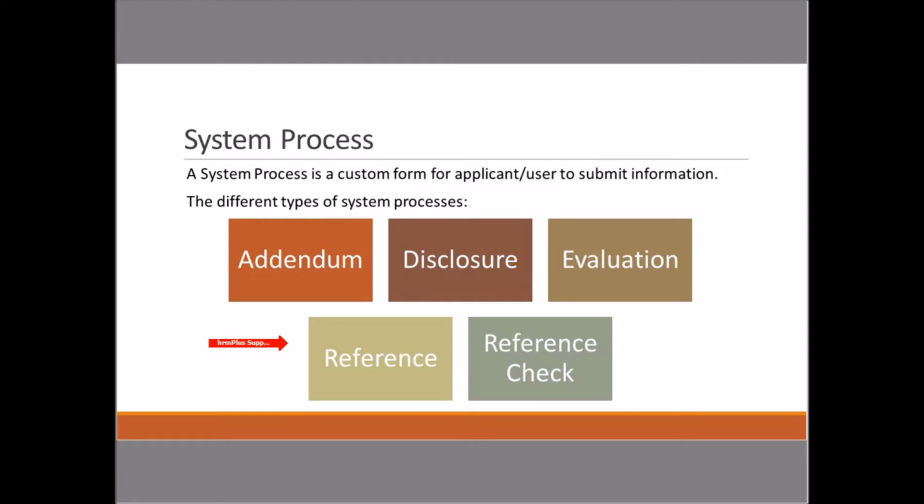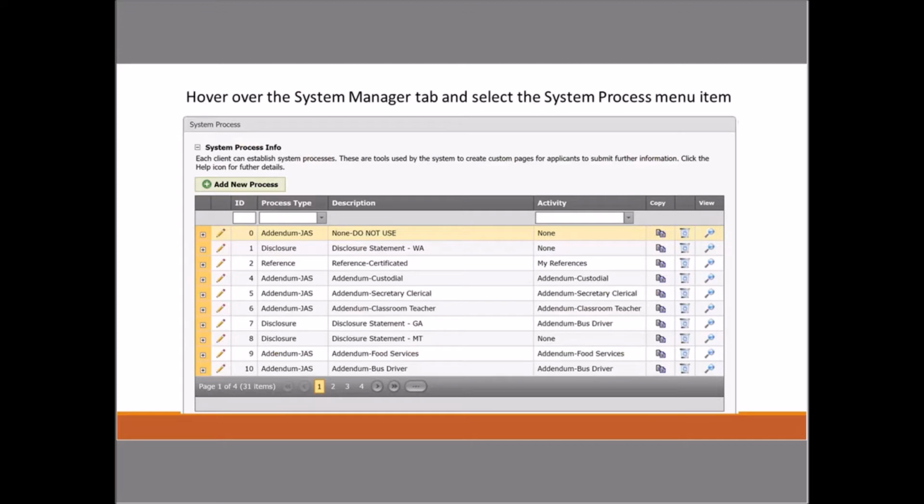And they're all created in the same place, and they're all set up similarly. So we'll walk through that process. Okay, so to find your system processes, it doesn't matter which portal you're on, but you're going to hover over the System Manager tab, and you're going to select the System Process menu, and a screen that looks a lot like this is going to open up. And it'll list all the different processes on your site. Some are yours, some are samples that get loaded on your site when your site is created by us.